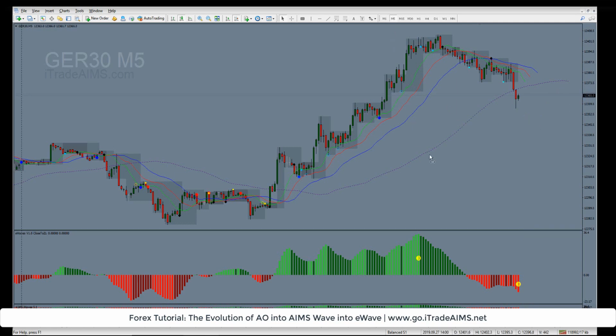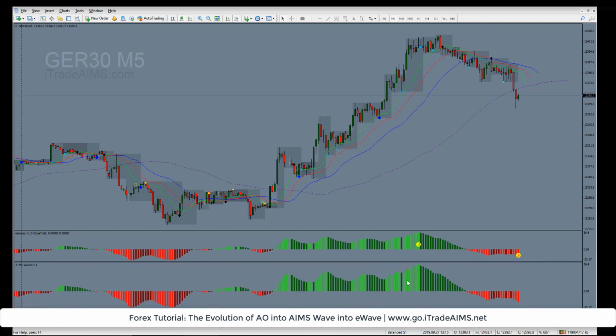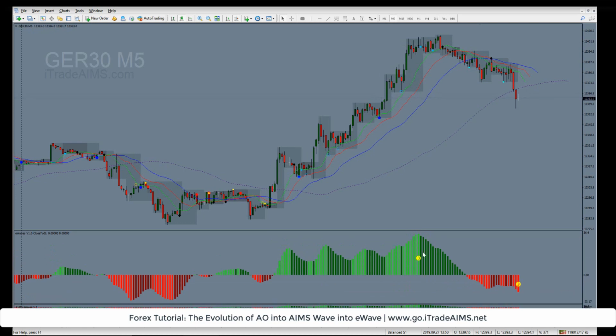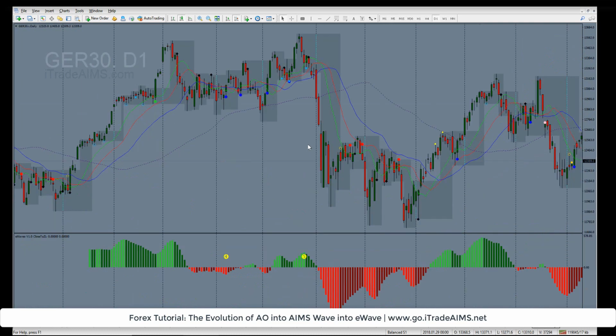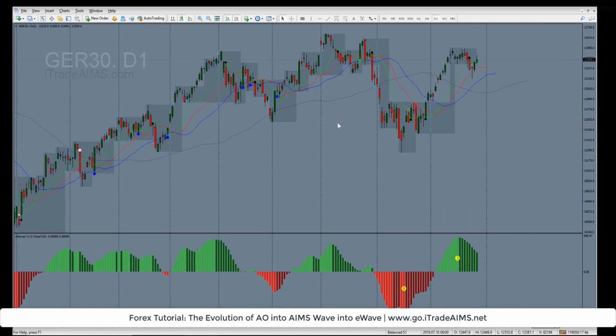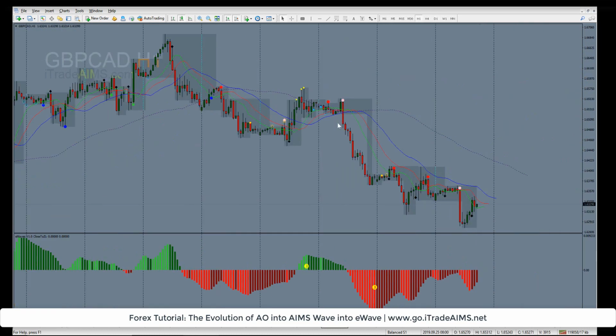And this is the story of AO turning into Ames wave, and then Ames wave turning into Ames E wave. And the E wave plots those numbers, the Elliott wave numbers, for you automatically. Let me show you a few more charts where these waves are clearly visible.